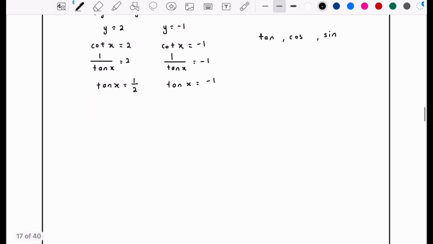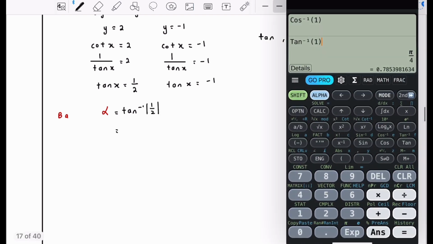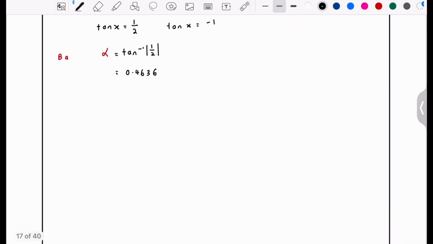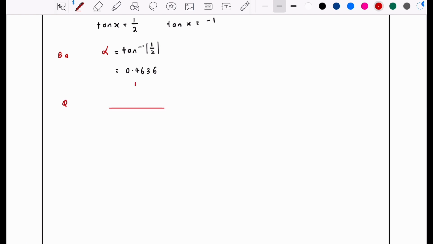Then we're going to use the BAQIR method. BA stands for basic angle, or the reference angle. So alpha equals shift tangent modulus 1 over 2, which is 0.4636. Next, the second step is Q, which stands for quadrant. We have positive tangent. Tangent will be positive if it's in the first and the third quadrant.